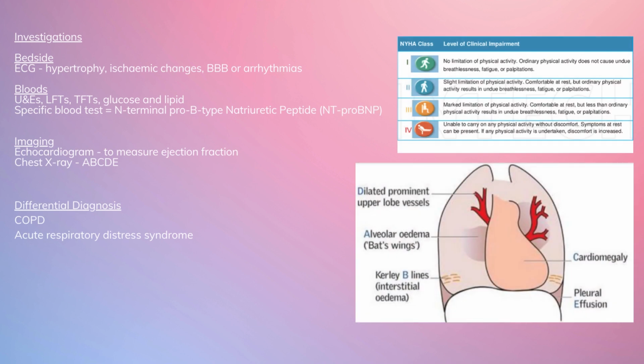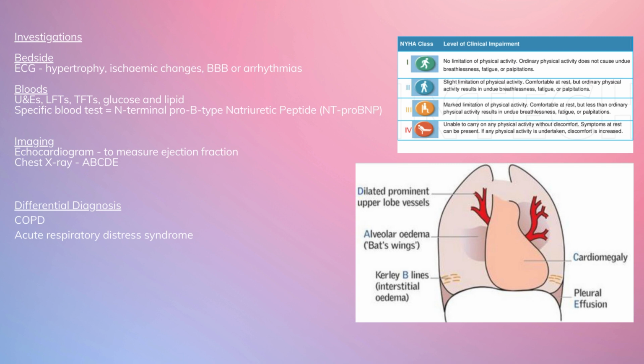Now, to investigate heart failure further, we can split this up into bedside, bloods, and imaging. In terms of bedside, we want to do an ECG. We want to look for signs of hypertrophy, any ischemic changes, signs of left bundle branch block, and arrhythmias. And then in terms of bloods, we want to do a full blood count, U&Es, LFTs, thyroid function tests, glucose, and lipids.